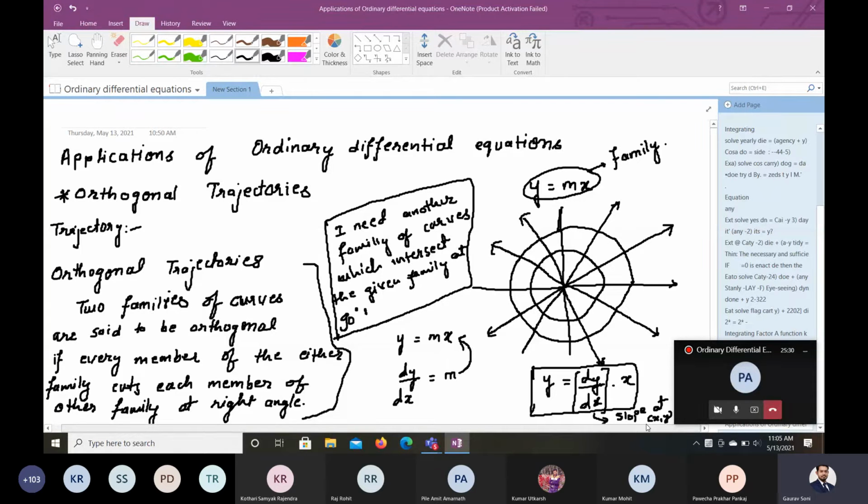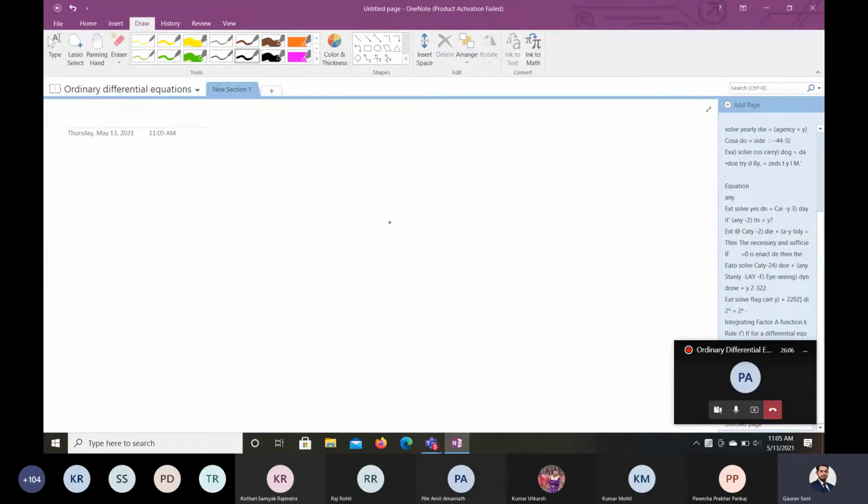What do we need? Say this is the line. I'll consider one line. Say I'll call this L1. Okay, L1. I need another curve. Okay, so this is my curve. So I need another curve which will cut this curve at 90 degree. So what will be the angle between these two? That is 90 degree. What is the relation between the slopes when curves intersect? Product of the slopes is -1.